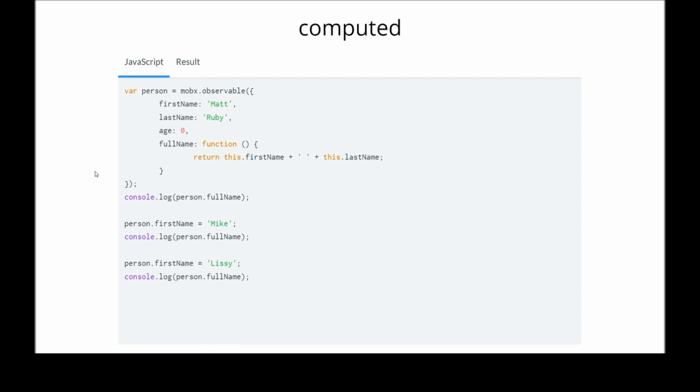Does anybody notice anything strange about this console log person.fullname there? It's not returning the function. Correct. There's no parentheses on the end of the full name. It's not calling a function. Behind the scenes, MobX is using JavaScript getters. So it looks just like a field, but behind the scenes, it's going to run this function. We're going to revisit computeds in a little bit, and I'm going to show you how they can improve your performance tremendously by you doing no work other than creating them.